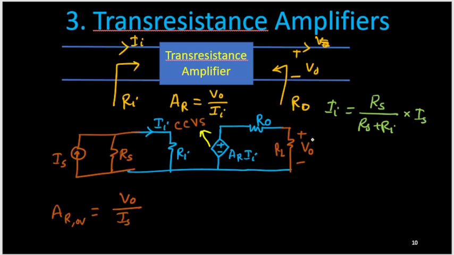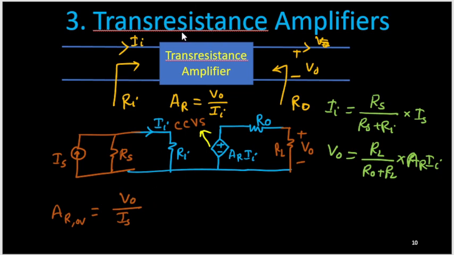Next, how to find the output voltage V0? Now the source is this voltage source. Two resistances are connected in series, R0 and RL. I need to get the voltage across RL. So the same resistance, self resistance RL upon the total R0 plus RL, multiplied by this supply voltage source AR times Ii. Now this Ii we can replace from here. Okay, so again you will get this ratio.